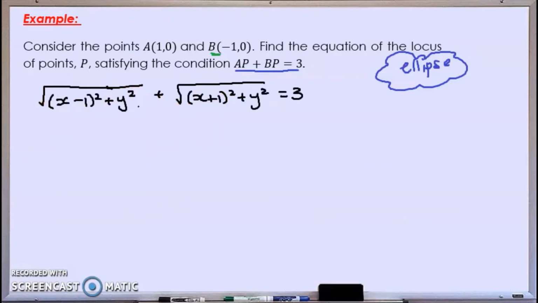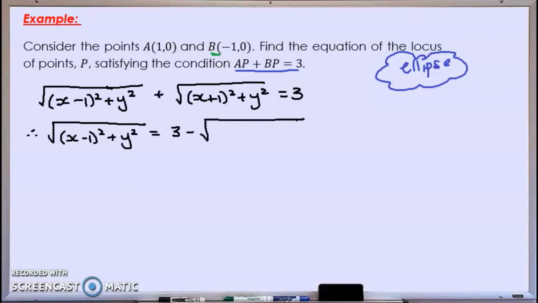Now to deal with all this square root business, I'm going to have to square both sides. But believe me, if I do it like this and keep these two radicals on this side, things are going to get ugly. So what I'm going to do is move one of these across to the other side. Or more correctly, I'm going to subtract one from both sides. So I'll have the square root of X minus 1 squared plus Y squared equals 3 minus the square root of X plus 1 squared plus Y squared.